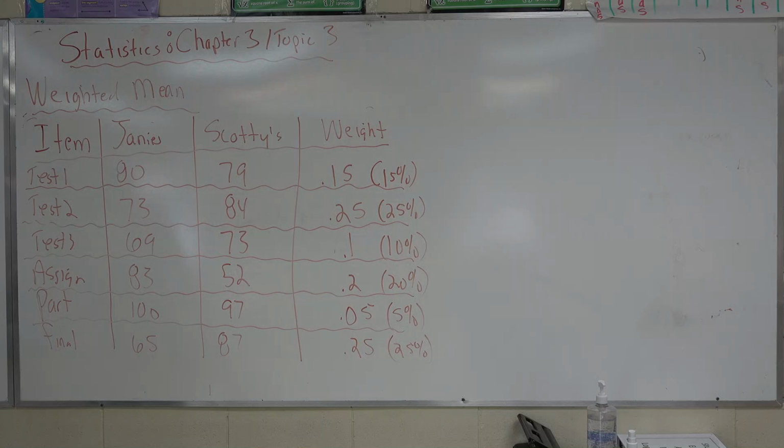Janie's mark for test 1, which is a weighted value of 15%, was 80. Test 2, which had a weighted value of 25% to her overall grade, she scored a 73. Test number 3, which was a weighted value of 10% to the overall grade of her class, she scored a 69. And assignments, which are worth 20% to the overall grade, she scored 83. For participation, which is a 5% weighted value to her overall marks, she scored 100. And her final exam, which is a weighted value of 25%, she scored 65 on that.